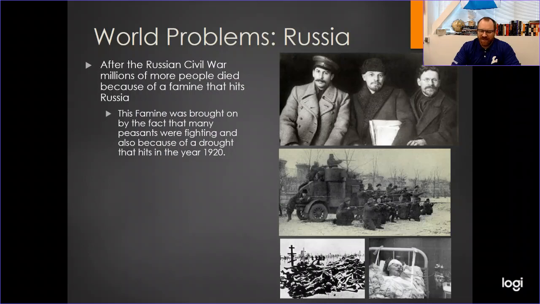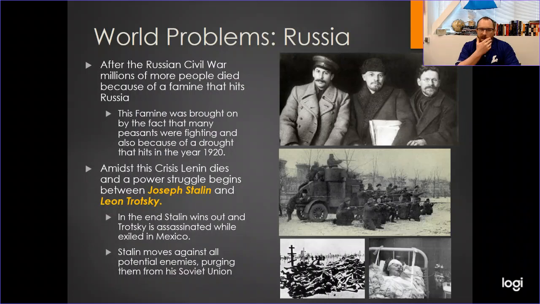This famine that comes about really did a lot for people. Everybody in Russia was like, this all sucks, this all sucks. And amidst all this crisis, Lenin actually dies. The guy they're looking to make everything good and do everything the way it needs to be done, to institute communism the way it should be, he dies.